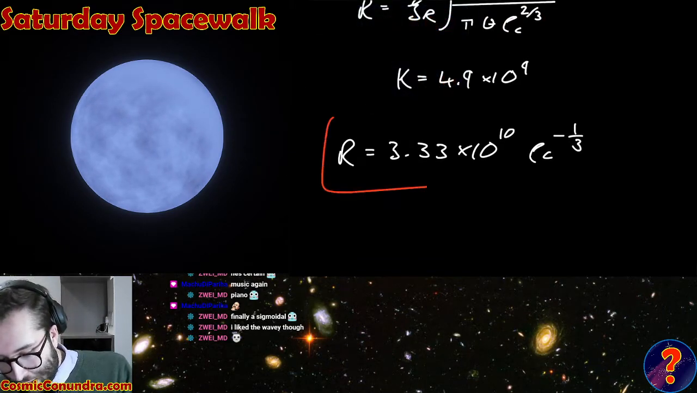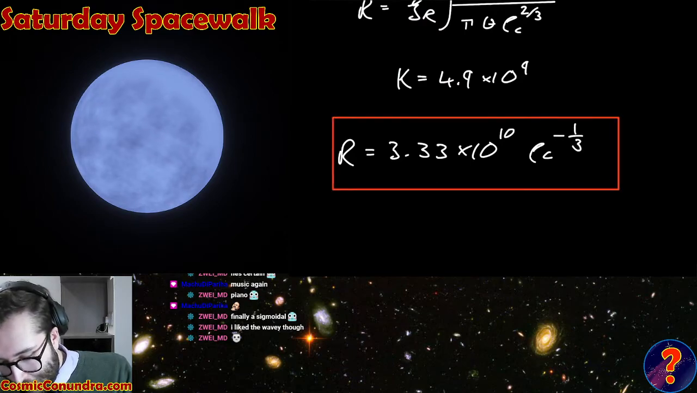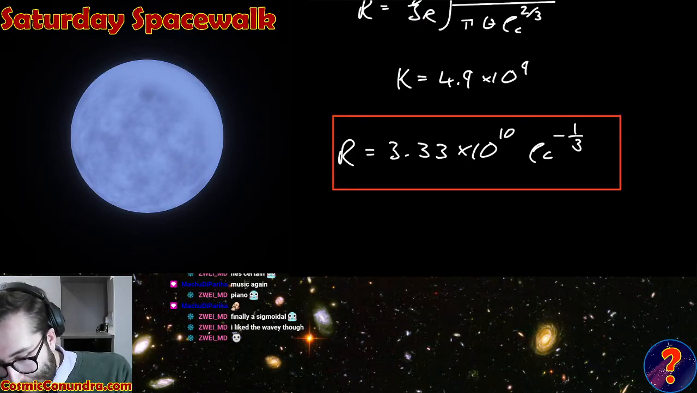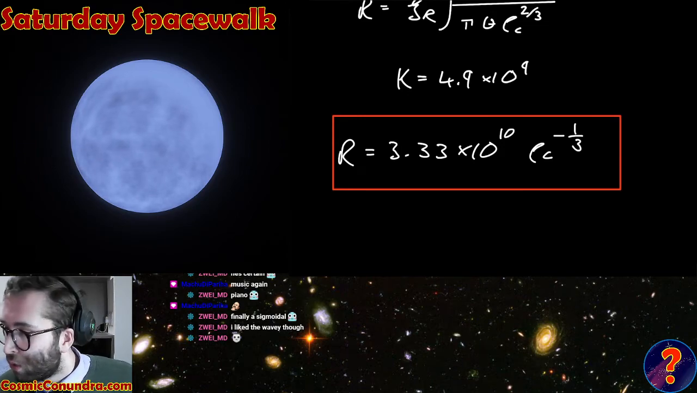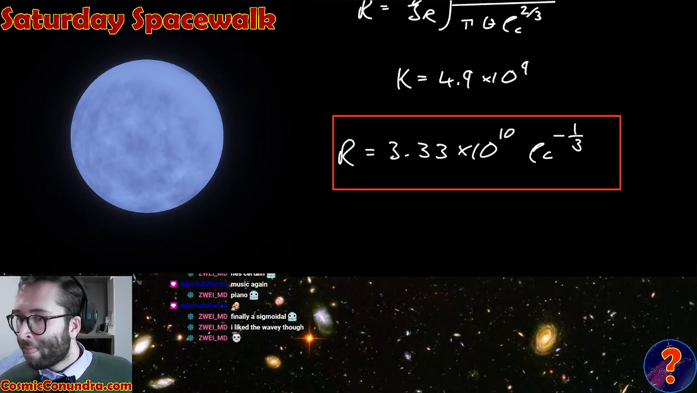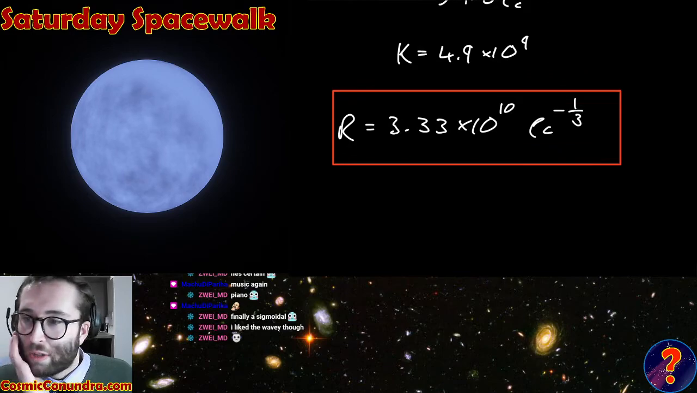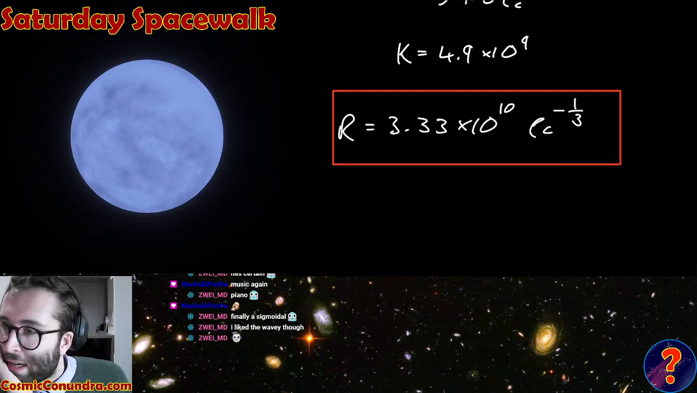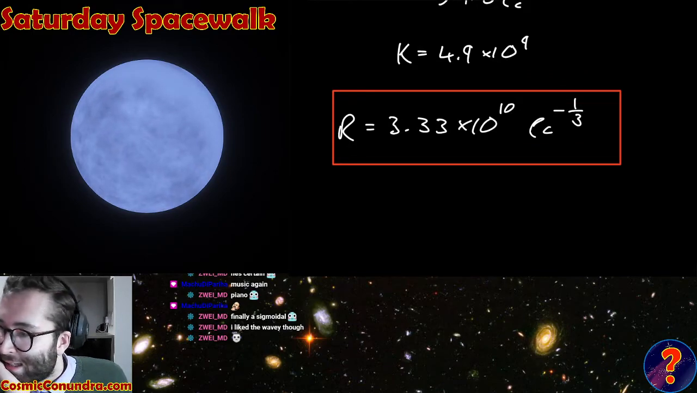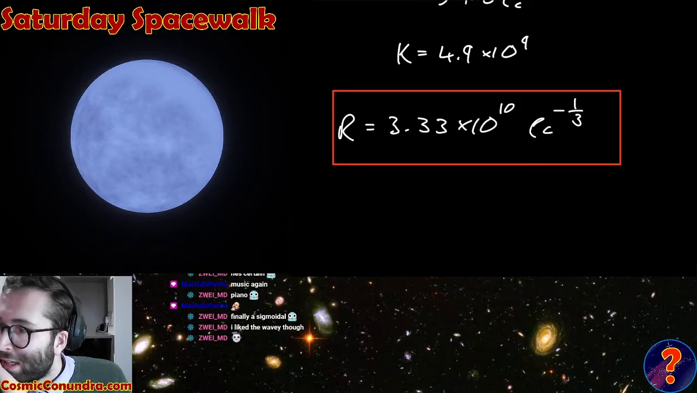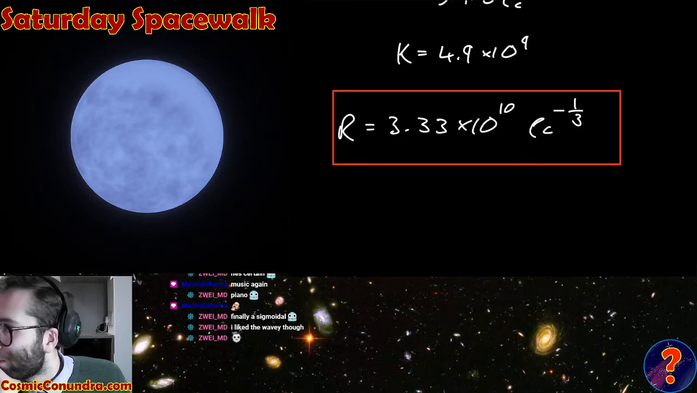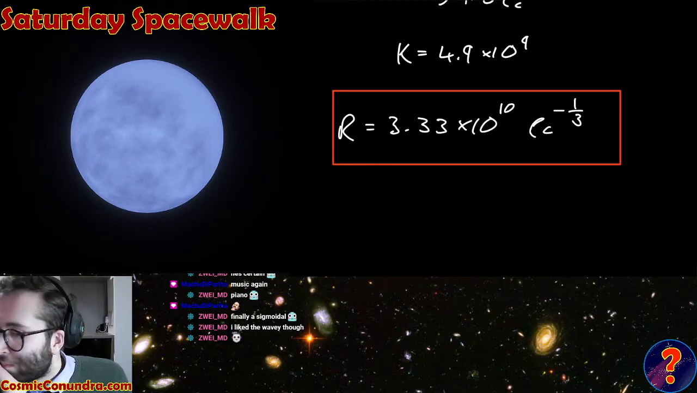So that'll be an important equation. This tells us how the radius of a white dwarf star will depend on its core density. But remember, what we're searching for in trying to get to this Chandrasekhar limit is the mass, right? We're trying to get to the mass of the star rather than the radius. So how do we do that?